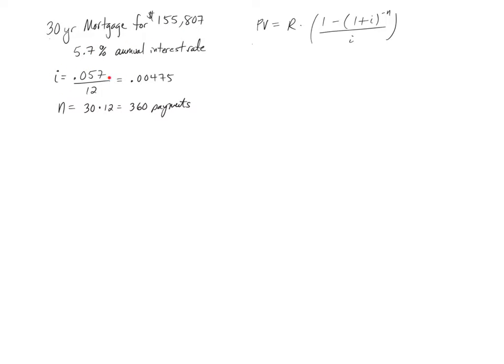So I figured out the I value for that, just took it and divided it by 12 because the payments are going to be monthly. Get that number for I. And the total number of payments is 30 years, 12 months a year is 360 payments. So we're going to plug these numbers in and get R, and that's going to be your monthly payment.